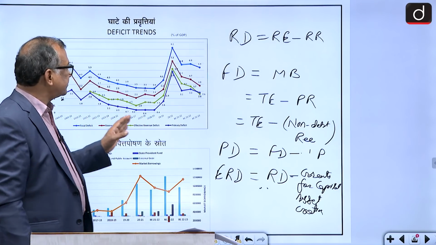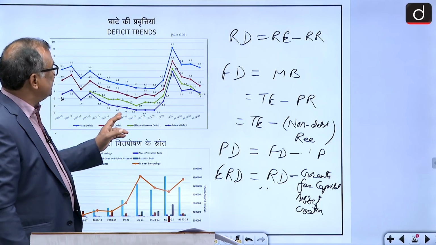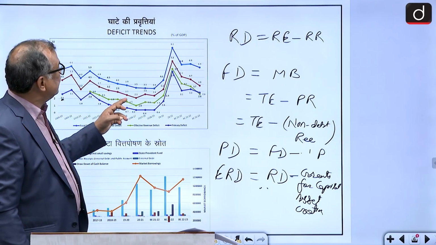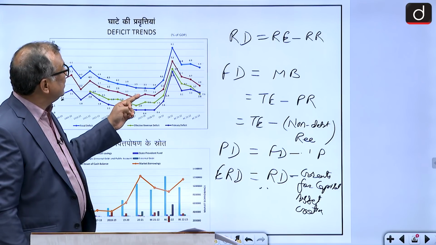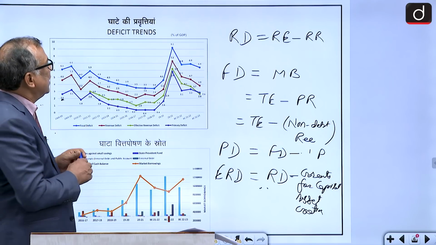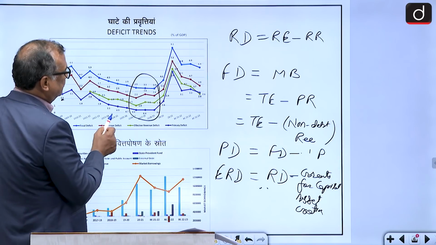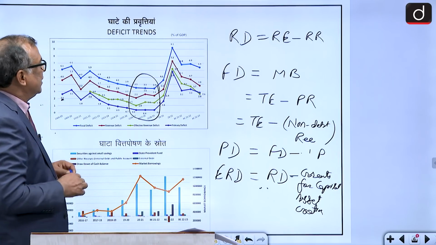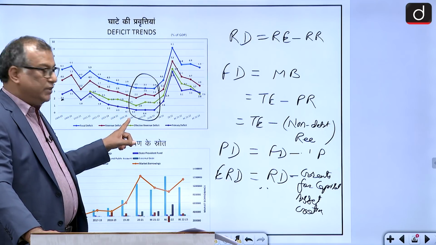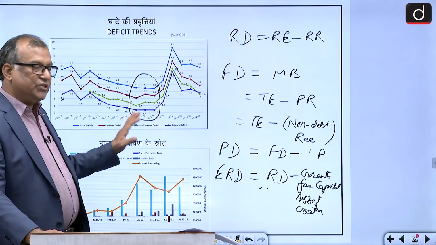Until 18-19, almost all the deficits had a somewhat declining trend and there was some stability. From 16-17 it was 0.4, 0.4, 0.4 primary deficit. Revenue deficit had increased slightly in 17-18 also, but fiscal deficit was 3.5, 3.5, 3.4. So, you have to be a little bit particular about this period, 16-17, 17-18, 18-19. There was some turbulence in the fiscal position even during this period, maybe due to demonetization and maybe also due to the introduction of GST. There was some turbulence, but overall it was stable.